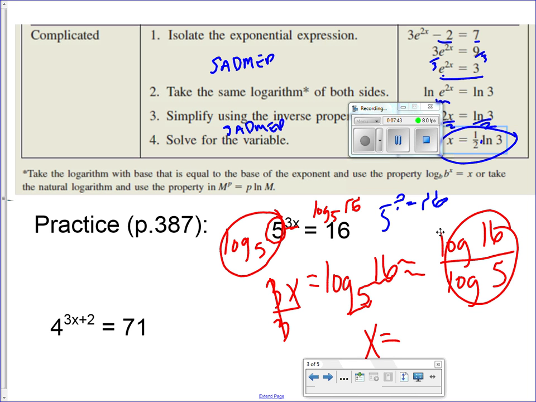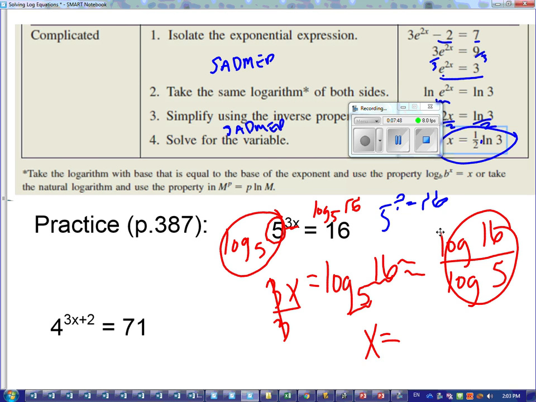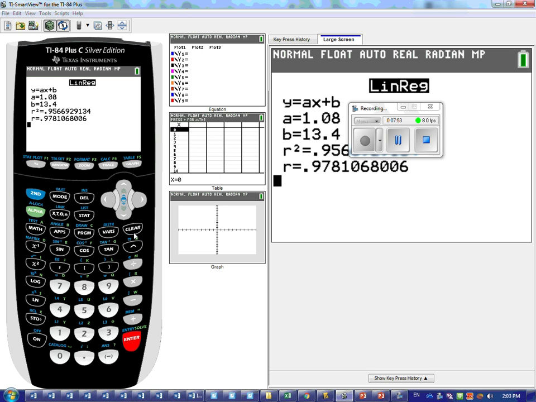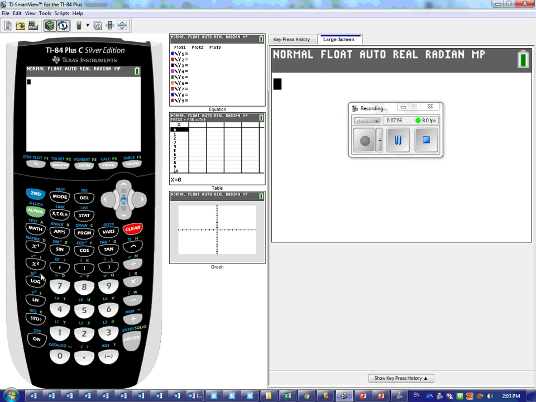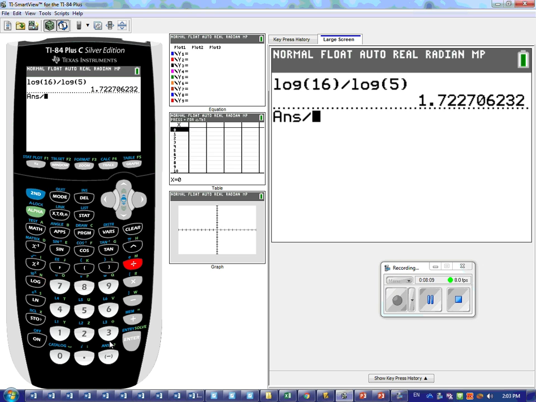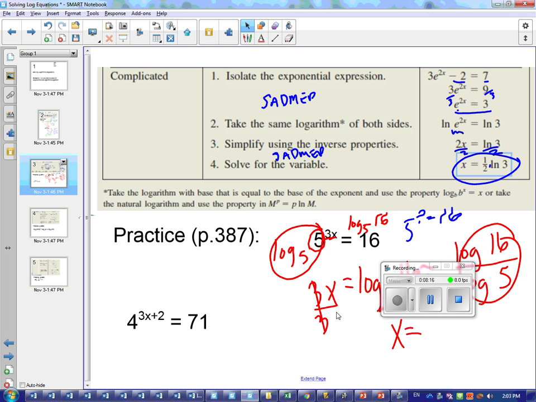So if we want to see that, let me pull up my calculator here. So I want to do log of 16 divided by log of 5. Make sure you're closing those parentheses. And then that value I'm going to divide by 3. And if you're going to give a decimal answer, you need to approximate out to 3 decimal places. So 0.574 would be the approximation for x.